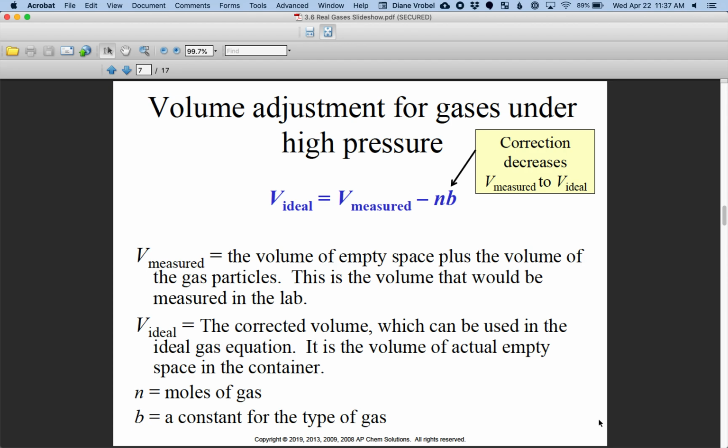So notice with ideal gas, normally we consider the volume pretty wide and open, but the moment you start forcing these gas particles into a smaller volume, you have to include this factor. So what you're doing is you're subtracting the volume of the actual gases. So notice that n is moles of gas and b is a constant for that. So this is where we're talking about high pressure.